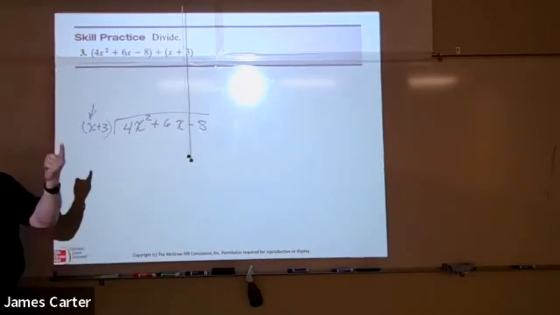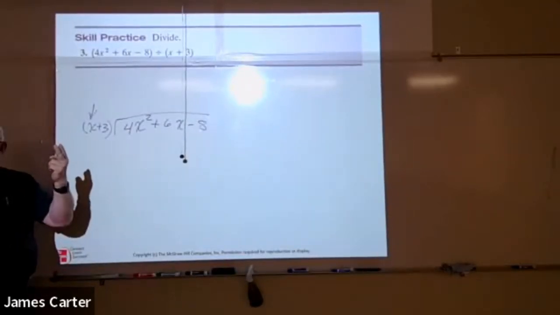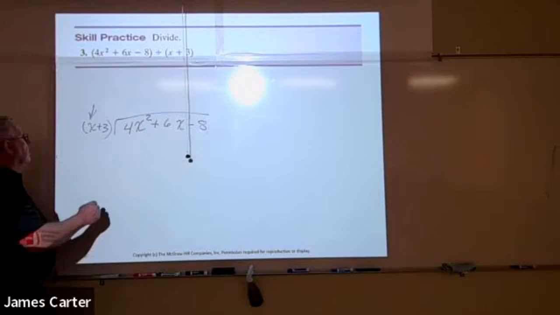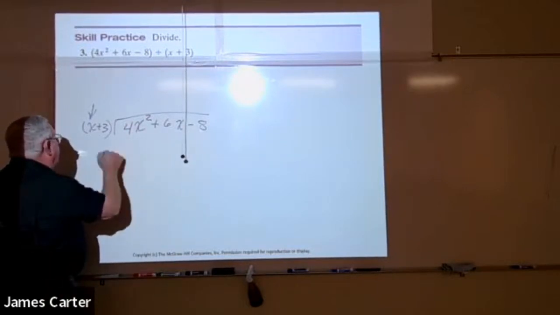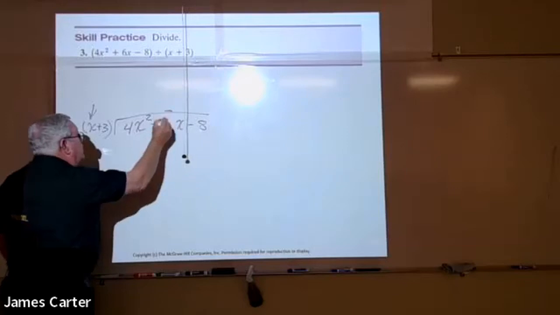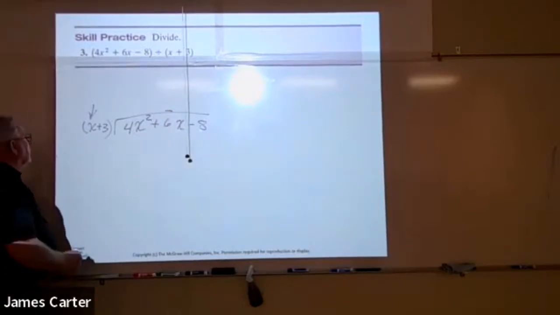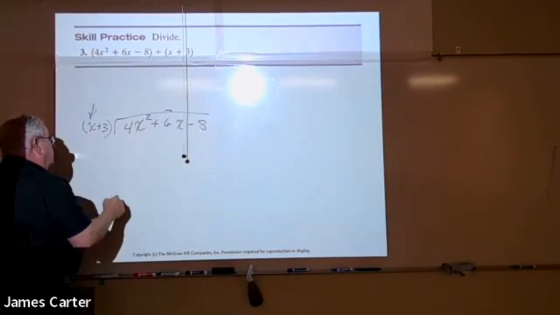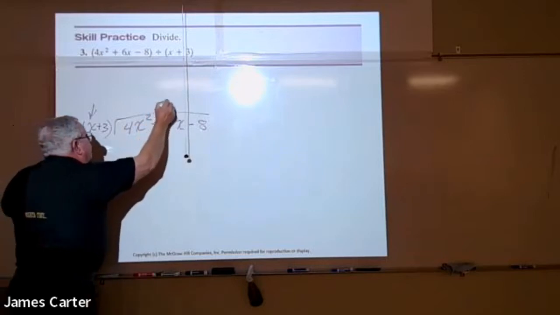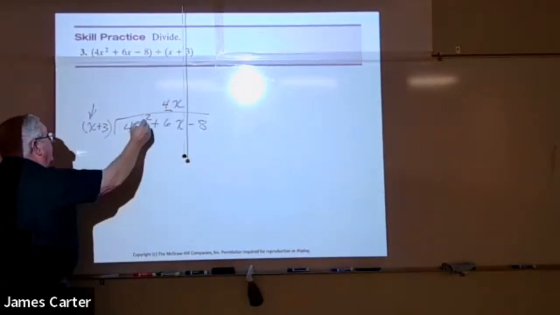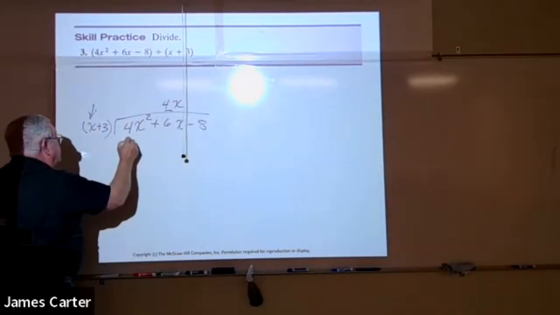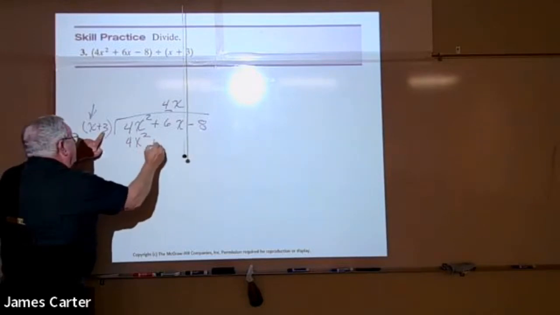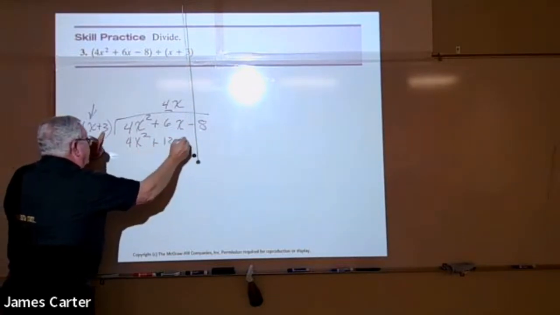Okay? So here's my estimator. We're going to go through our 4 steps. Estimate, multiply, subtract, bring down, over and over again. Where's my first digit of my answer? Well, I got x squared here, I got x squared there, so right there it's going to be. Now, what do I have to do to this x to get that? Well, I have to multiply it times 4x. So 4x. 4x times x is 4x squared plus 4x times 3 is 12x.